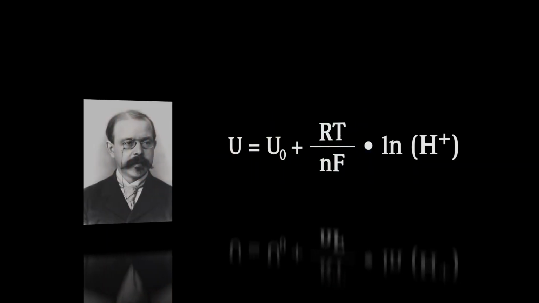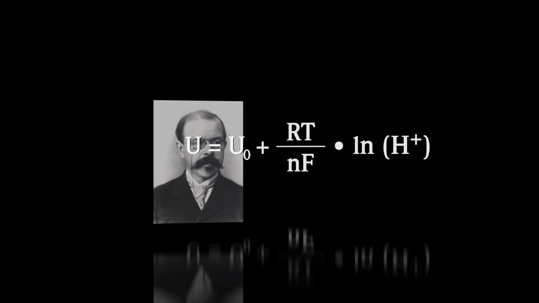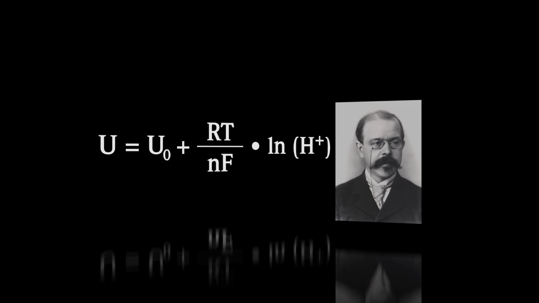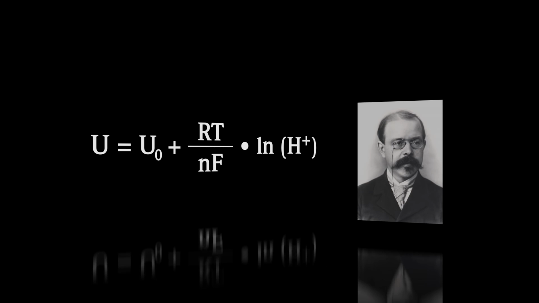In 1889, Walther Nernst formulated the Nernst equation that for the first time related electrical voltage to ion concentration. The Nernst equation derived for pH is the physical basis for pH measurement according to the potentiometric principle.